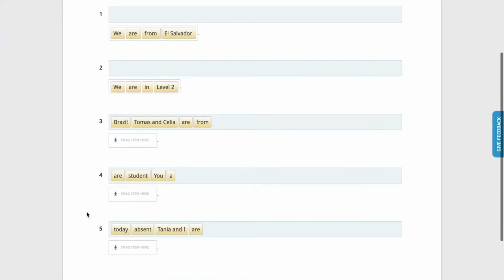Number 3. What is the first word? Is it Brazil? Brazil, it doesn't sound right because it has from. No, I believe it's 2 people, Thomas and Celia. Oh, I know what the next one is because it's 2 people, are, they are, Thomas and Celia are. That's how you kind of move around. They are, because it's 2 people. And you already know from Brazil.